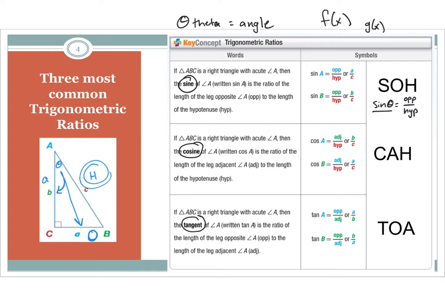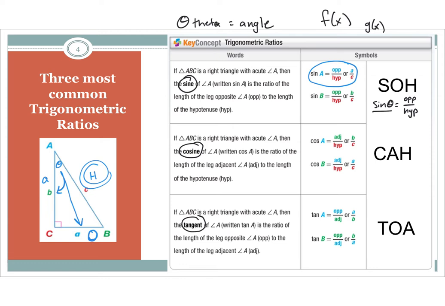The hypotenuse stays the same. The hypotenuse will always be the hypotenuse. It will never be the adjacent side. So you don't have to worry about wondering that. The hypotenuse stays the hypotenuse. So in this case, if I was looking for the sine of A, the sine of A is equal to A over C, opposite over the hypotenuse.